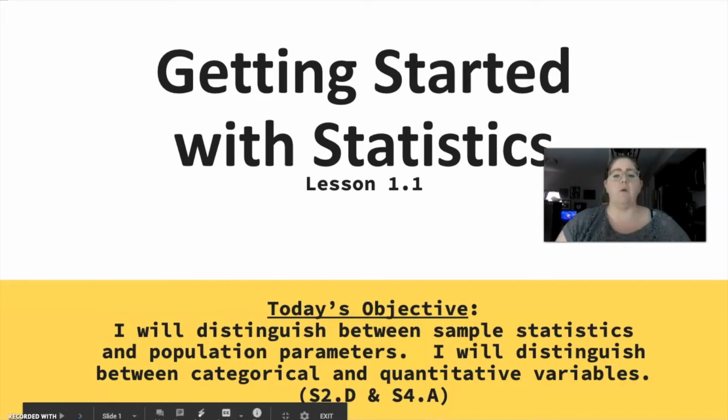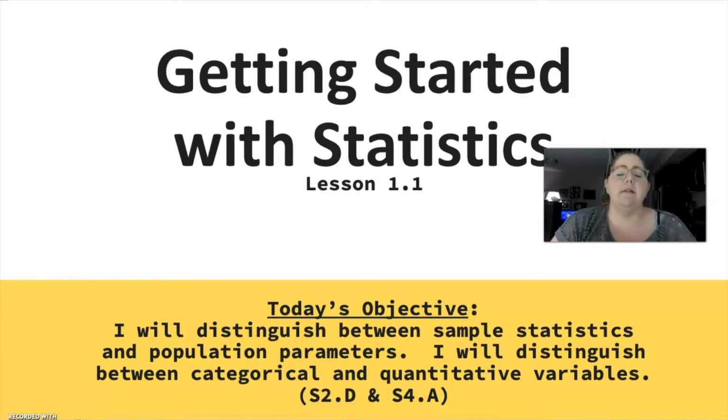All right, so today's goal is we're going to talk about our objective. We're going to distinguish between sample statistics and population parameters. Don't worry, all of those words we will go over. And then you're going to be able to distinguish between categorical and quantitative or numerical variables. Quantitative is just a little bit of a fancier way of saying numerical.